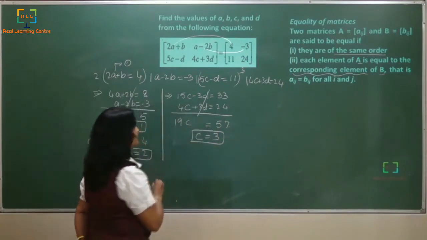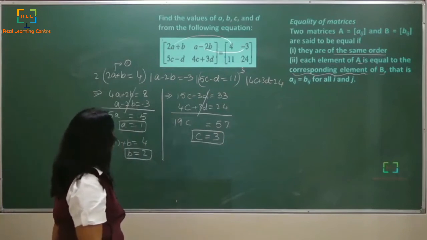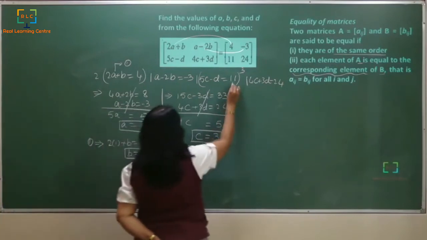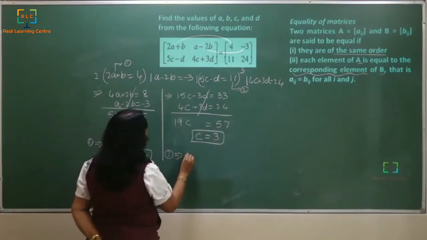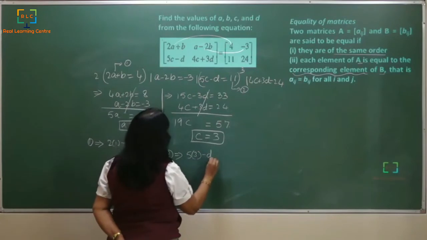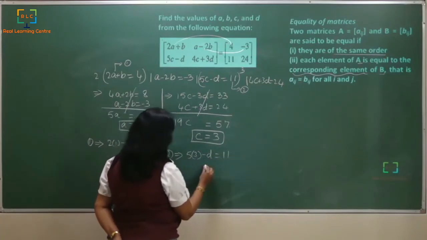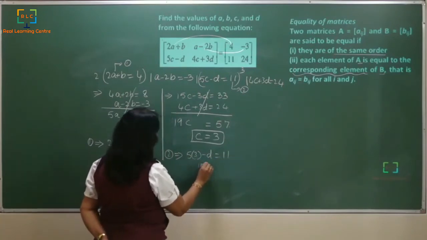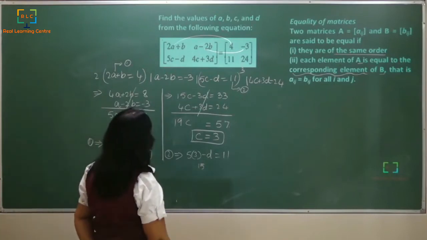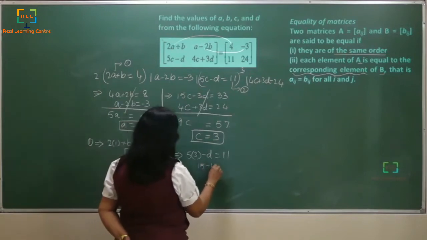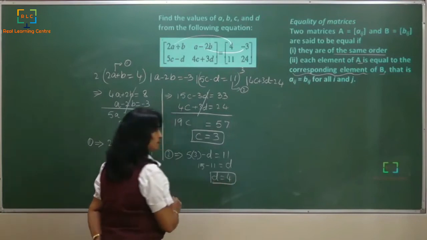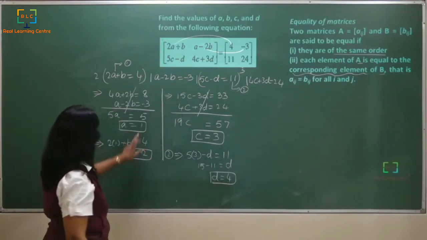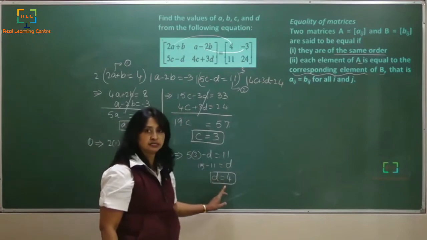After I get C equal to 3, I am going back to one of the equations. Let me call this equation number 2. Equation number 2 implies 5 into 3 minus D is equal to 11. So 5 3s are 15. 15 minus 11 is equal to D. So D is equal to 4. From solving all this simultaneously, I have got A is equal to 1, B is equal to 2, C is equal to 3 and D is equal to 4.